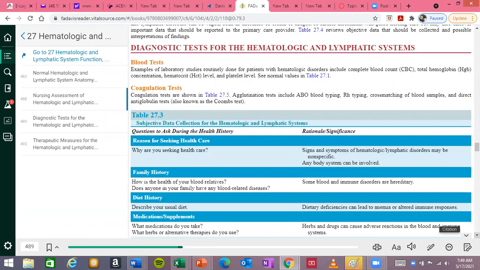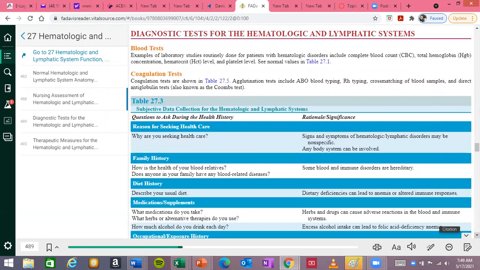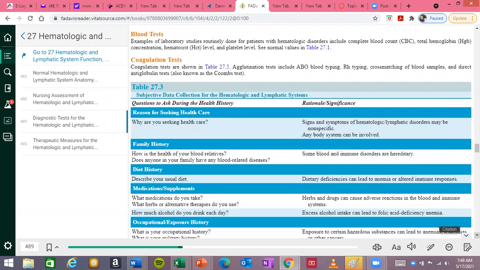Questions to ask during a health assessment when you are screening patients for different things. Why is family history important? Why is it important to ask your patient about their family history?